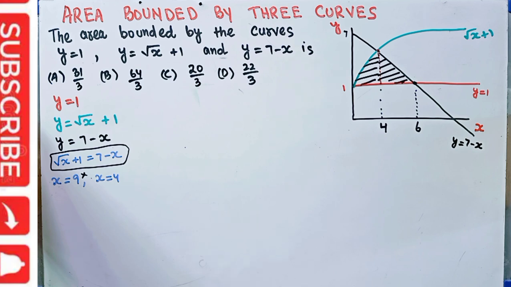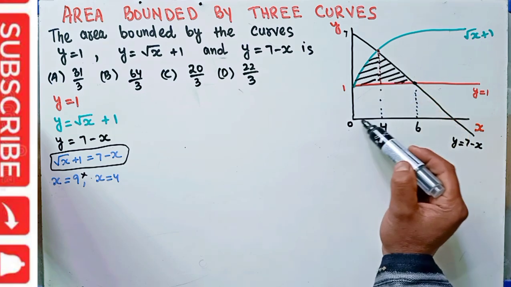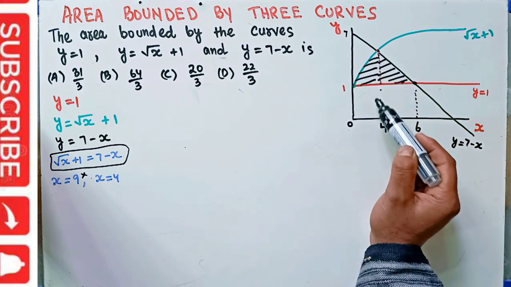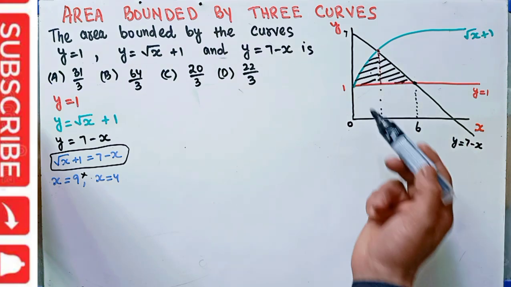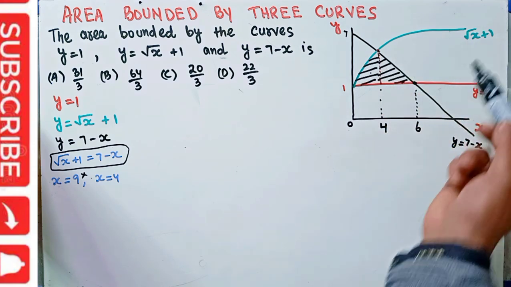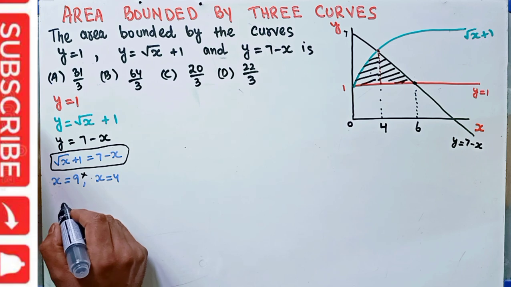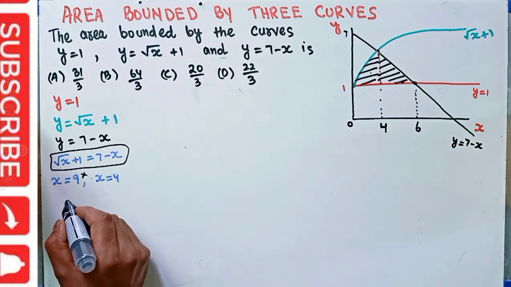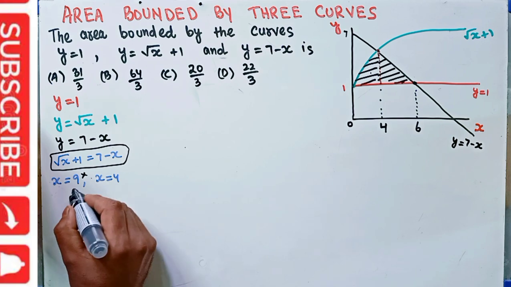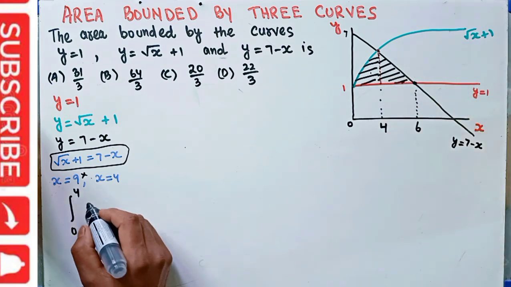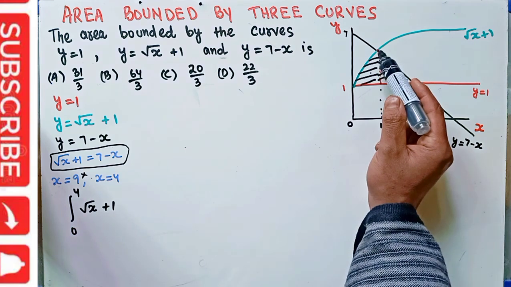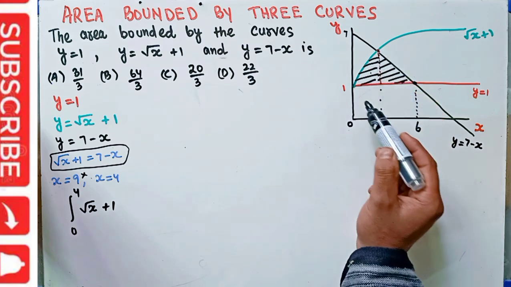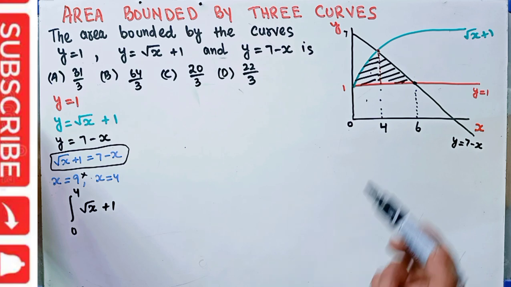Now we can apply the definite integral here. So how do we do that? First I will find out the area of this whole region. Then I will subtract the area of this white region. First I will find the area of this region. So this is under root x plus 1. So if I write it here, the area of this region will be equal to the definite integral from 0 to 4, and we integrate this under root x plus 1. Okay, so this will give us the area of this whole region, but I need to subtract the area of this region, that is y is equal to 1.